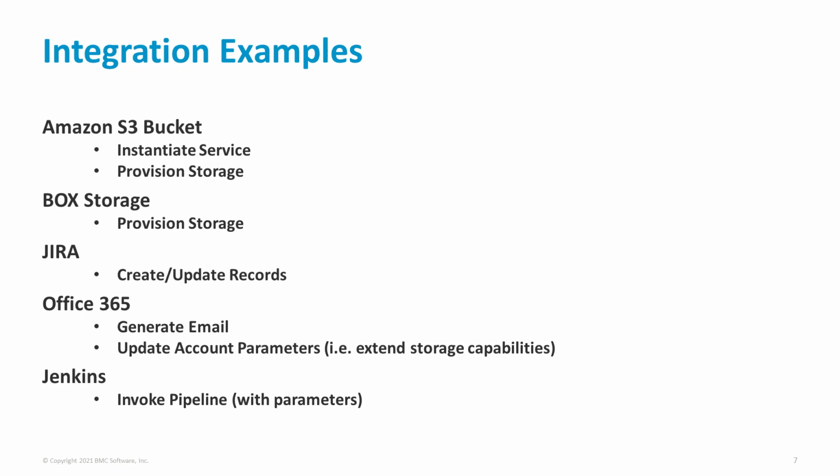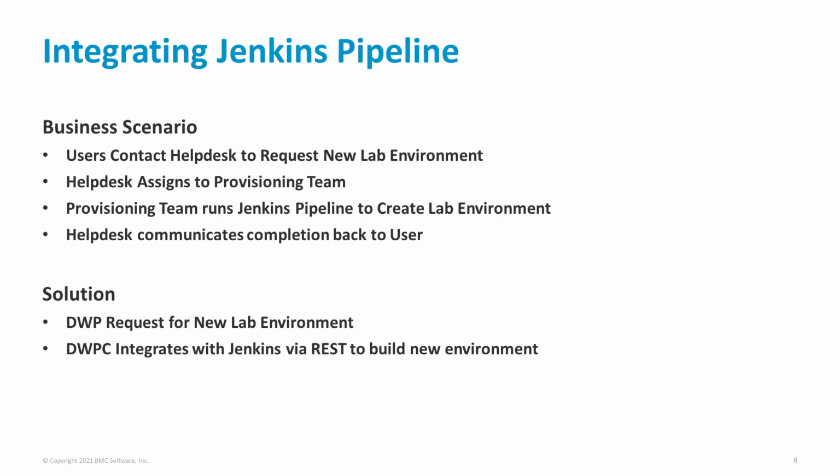Within Office 365, you can generate an email. You can update account parameters, extend quotas, extend storage capabilities. And the one that we're going to be demoing today, Jenkins, the ability to invoke a pipeline with parameters through Digital Workplace. And here I hand it off to Vaibhav to take over the discussion of integrating with Jenkins.